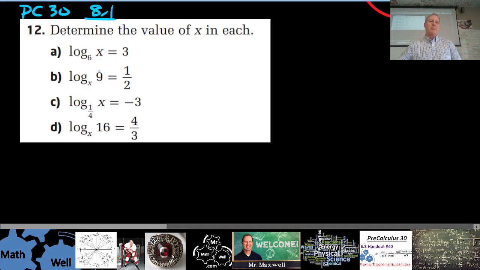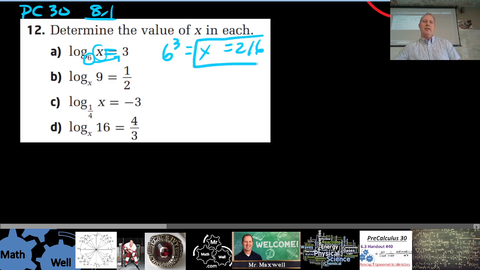So A, what you want to remember is that each log statement can also be written as an exponential. So we take the base to the power of 3 equals this value. So 6 to the power of 3 equals x. So that's 6 times 6 times 6. What's 36 times 6? 216. So x equals 216. Okay, does that make sense?